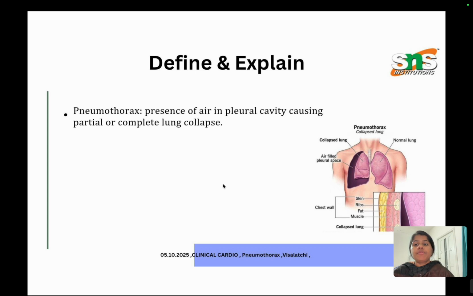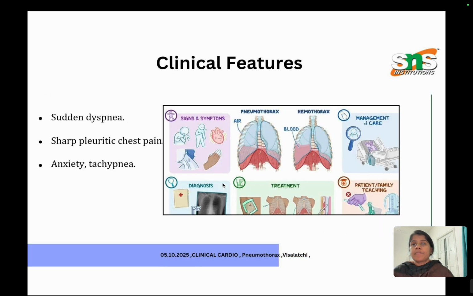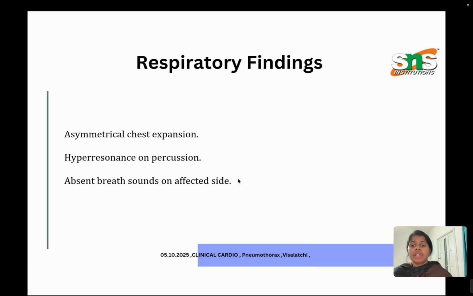This is what I was telling before. The presence of air in the pleural cavity causing partial or complete lung collapse is said to be pneumothorax. So what are the clinical features? Clinical features are nothing but the signs and symptoms. The patient may present with sudden sharp chest pain, breathlessness, sometimes tachypnea, decreased chest movement, hyperresonance on percussion, and sometimes diminished breath sounds. In tension pneumothorax, we look for distended neck veins, tracheal deviation, and hypotension. These signs may indicate an emergency in which the patient needs urgent help.